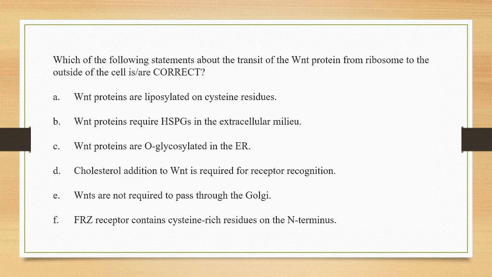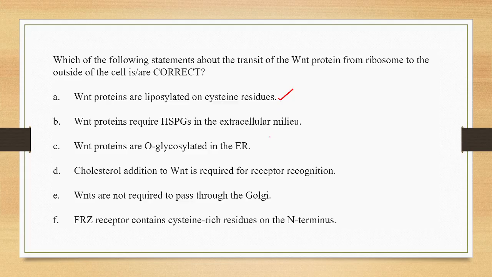So the first point is Wnt proteins are lipidated on cysteine residues. So is it correct? It is a correct statement. Why? Because Wnt proteins undergo post-translational modifications, which include the addition of lipid moieties on the cysteine residues, and this modification is crucial for their secretion and signaling activities. So according to me, this option should be correct.